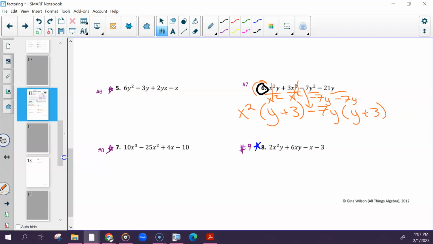Now what? Bring it down. Bring what down? x squared minus 7y and y plus 3. That seems right, yeah. Parentheses. Yes, parentheses things.